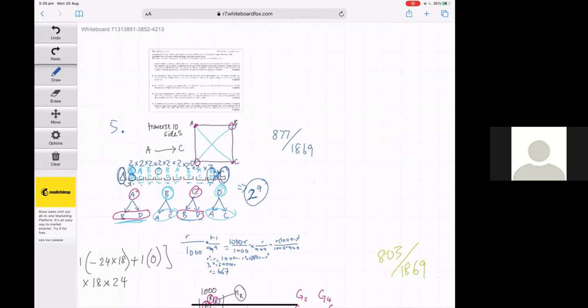So Ayush will now go through 6 to 9. Move 6 to 9 over.